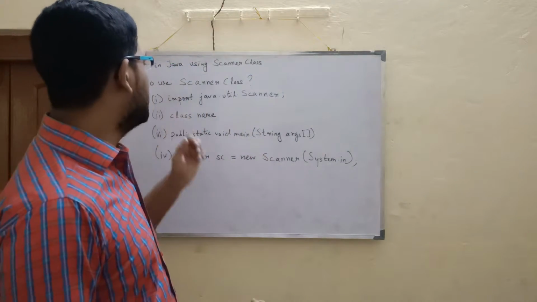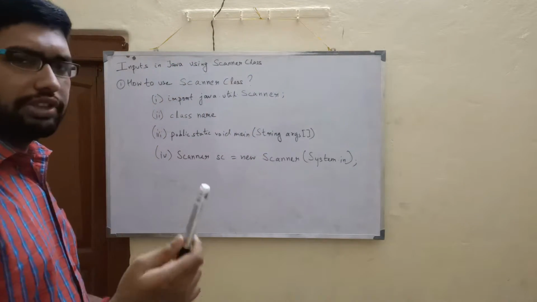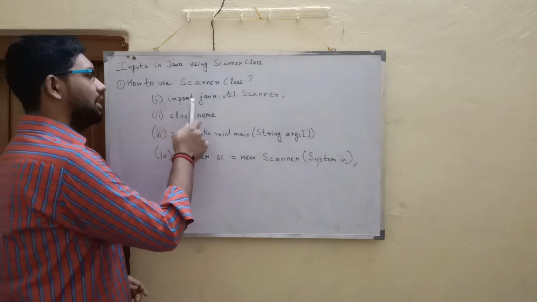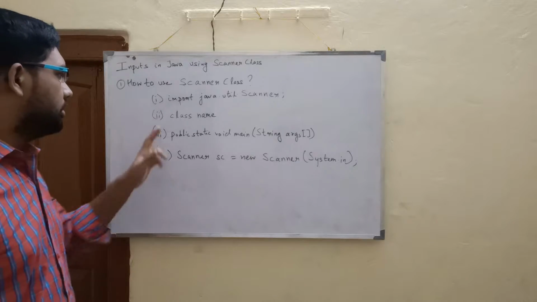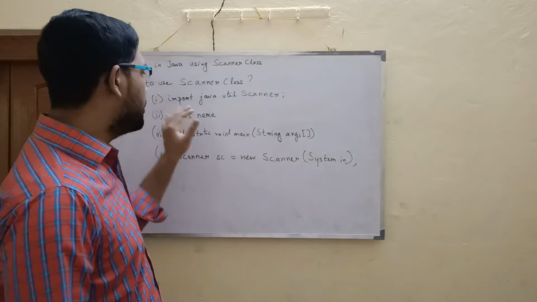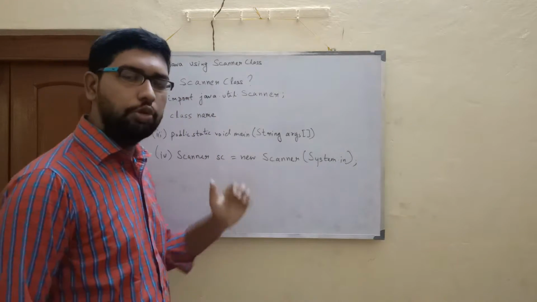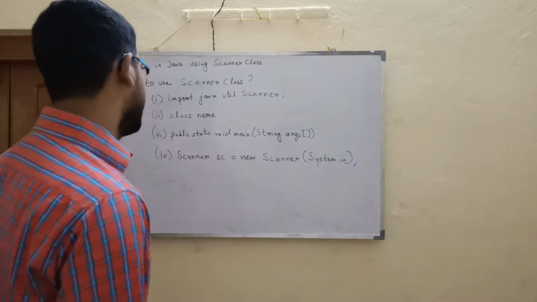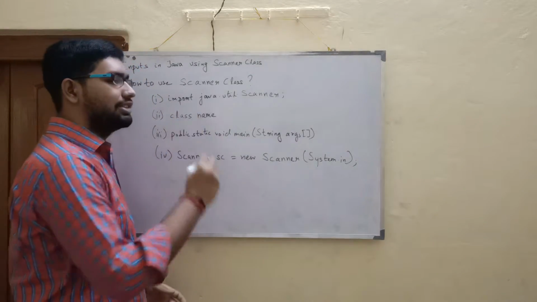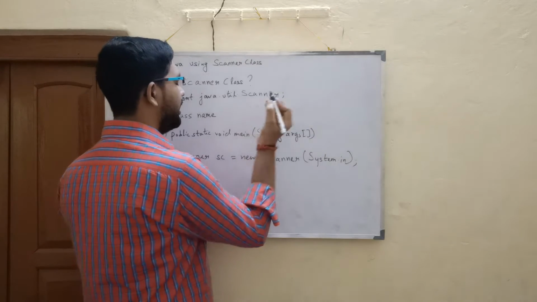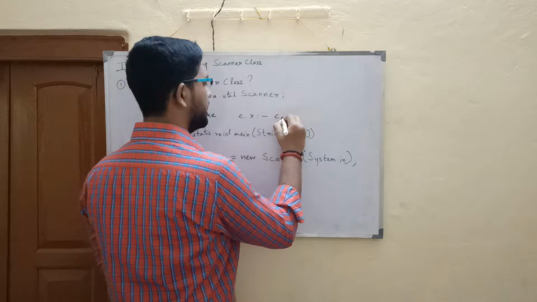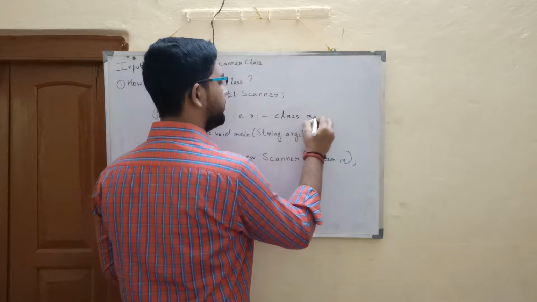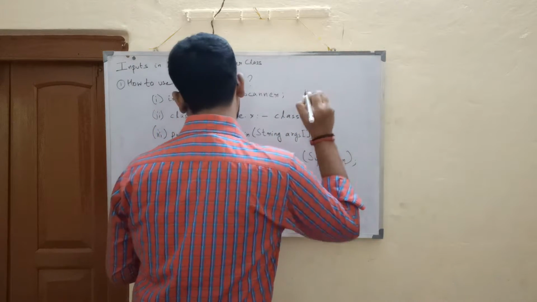So we will learn how to use the Scanner class. To use it, first of all you have to write import java.util.Scanner, then a semicolon. Without writing this line, you cannot use the Scanner class. Then you have to provide a class name. Suppose the class name is Accept.